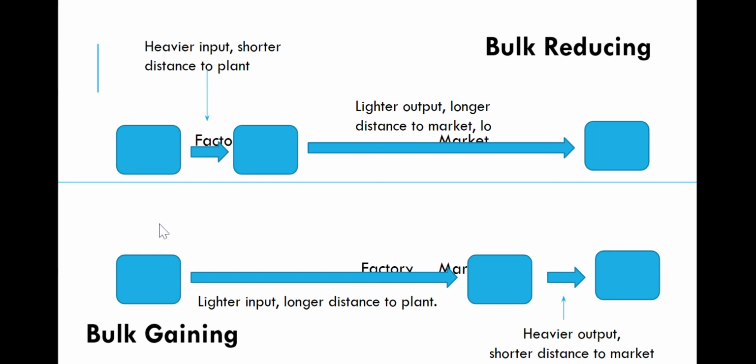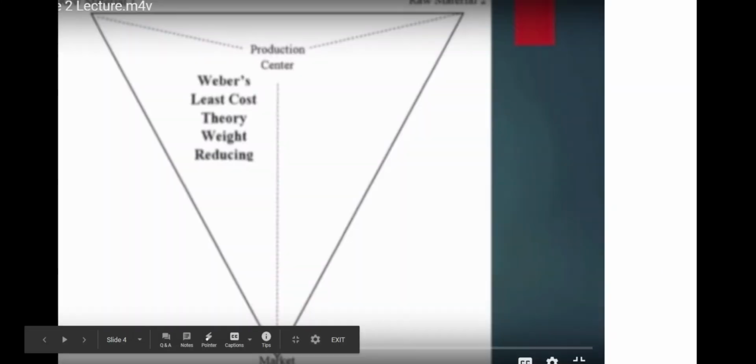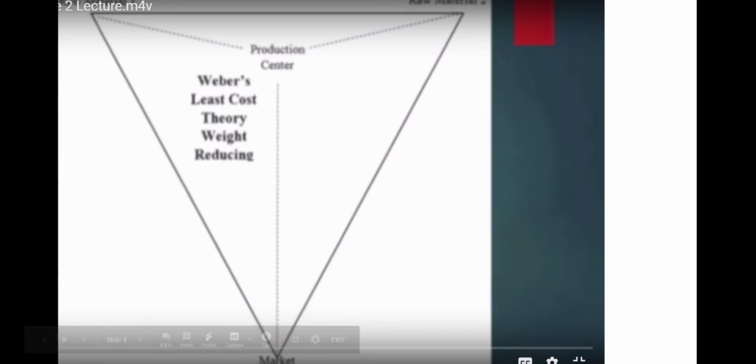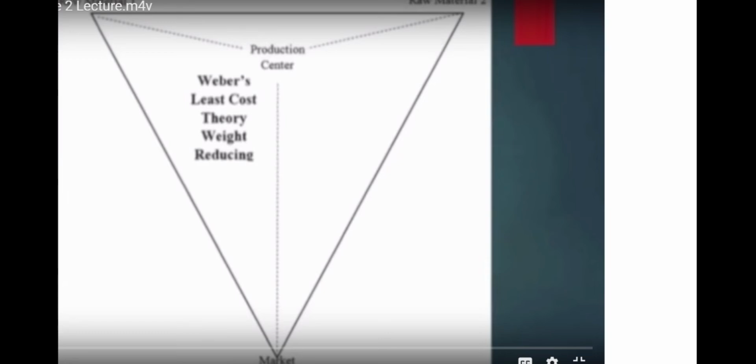And the opposite side of the coin are called bulk gaining materials. These are things where the weight accumulates, and it actually costs more to transport the finished product to the market than the raw materials. So these are more likely to be closer to the market. Thinking back at our locational triangle, bulk gaining materials are more likely to be down here closer to the market, where you don't want to transport whatever you're making long distances after it's already been assembled or manufactured. And bulk reducing are more likely to be closer to the top, or the double-ended side of our locational triangle.